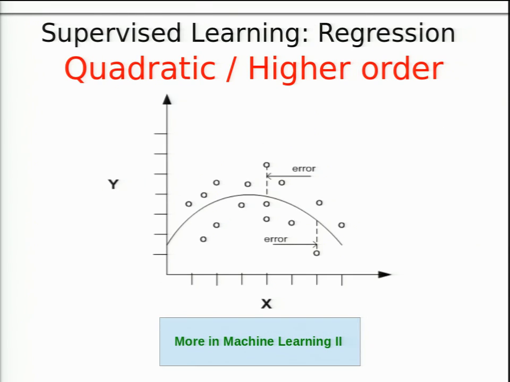So I do not always have to learn a straight line. I could have any arbitrary function that I can learn. So in this example, for instance, I could try to learn a quadratic function, or it could be a higher order function, or it could be actually any function. There are really sophisticated methods to learn arbitrary functions for regression.